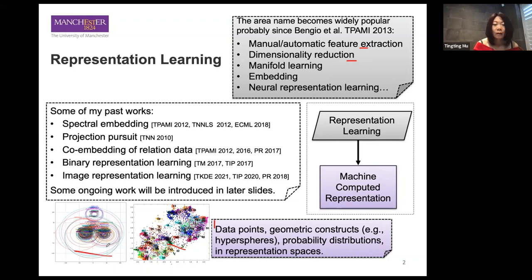Our research on representation learning started from spectral embedding and projection pursuit. Later on, we moved to work on co-embedding relational data and learning binary strings to store video content efficiently. We have also worked on neural network architecture design to mimic the attention and memory mechanism to improve image representation learning. If you're interested in this work, you're very welcome to read our paper.